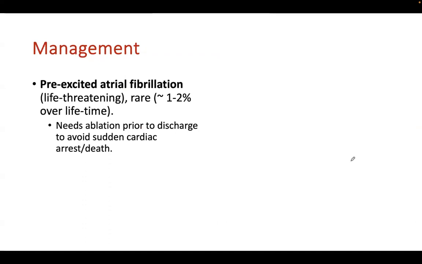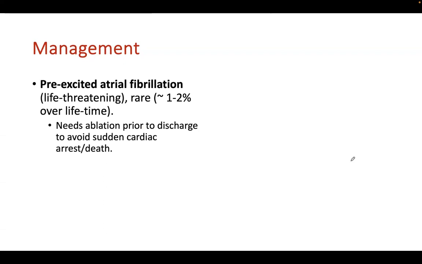So, managing preexcited atrial fibrillation. First of all, it's life-threatening, and this is why WPW patients might die, because they get that preexcited AFib, and then the ventricle is going rapid, like in this case 350 beats per minute, and at some point this might degenerate into VF. Luckily it doesn't happen that often. The risk of this happening is around 1 to 2% over the lifetime of a patient.